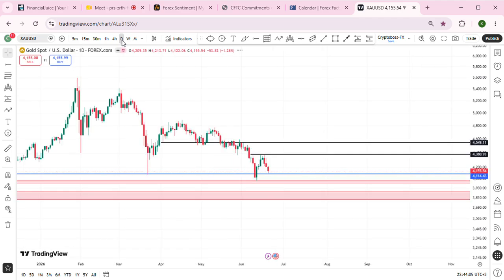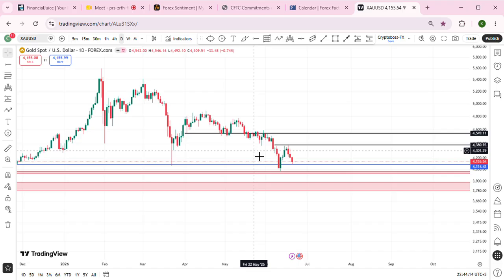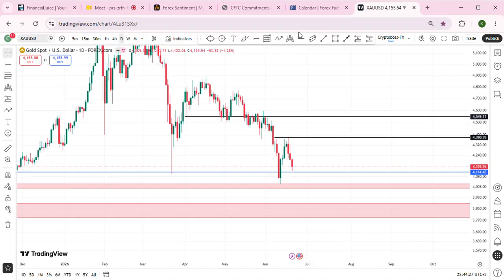So let's go to daily time frame. Now you see on daily time frame, the trend is very bearish. Even if you check on the higher time frames and everything, the trend on gold is very bearish. So what is likely to happen? What is highly likely to happen is that the market will buy, come back to around this level here, and then we can continue with the sales. This is on daily time frame.